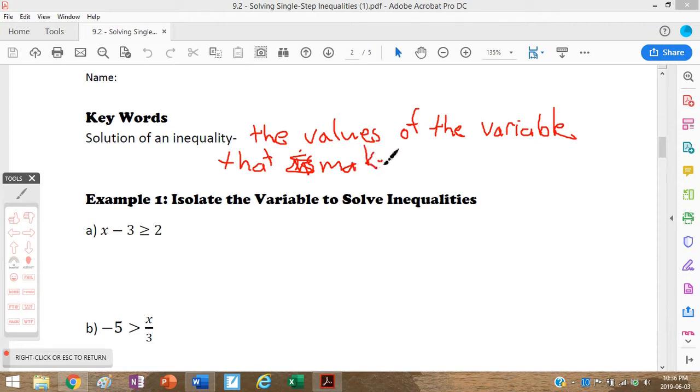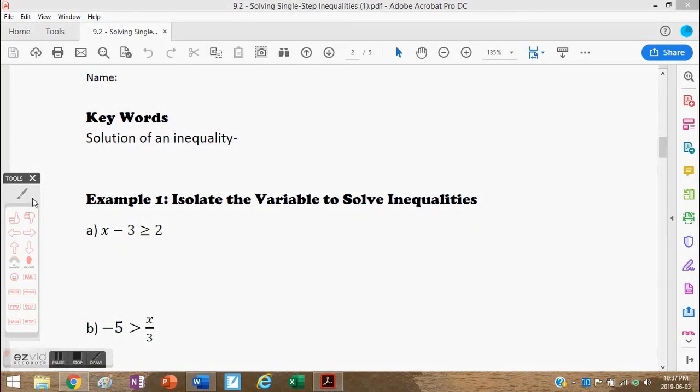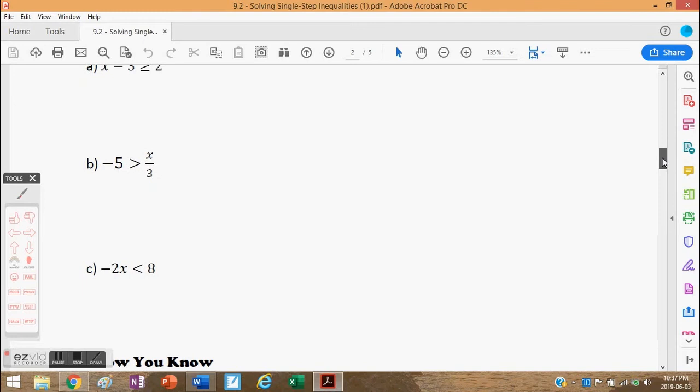So if I tell you, I'll get you to write this down here, but if I tell you 2 times a number is greater. Alright, so solution of an inequality: the values of the variable that make it true. Alright, let's take a look here at how we can deal with this.